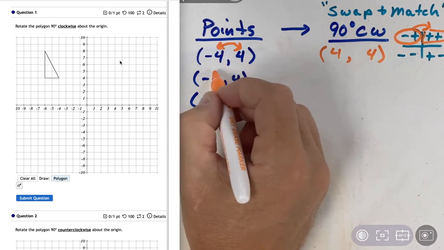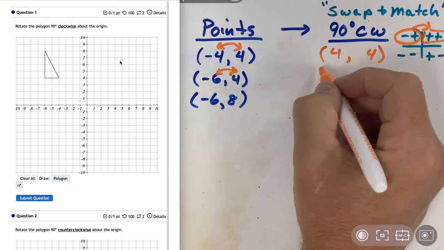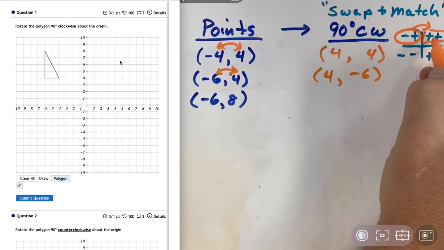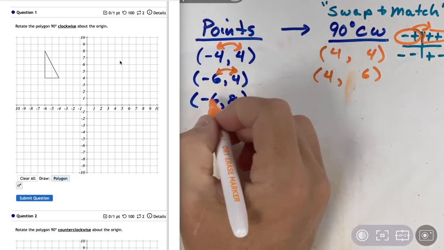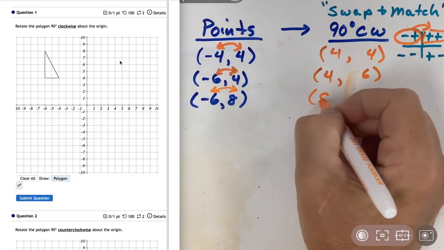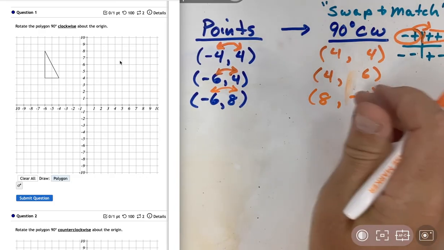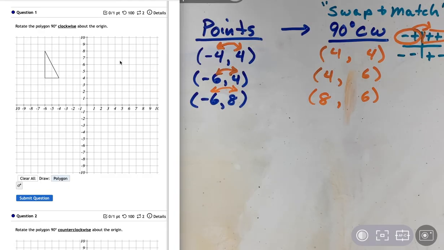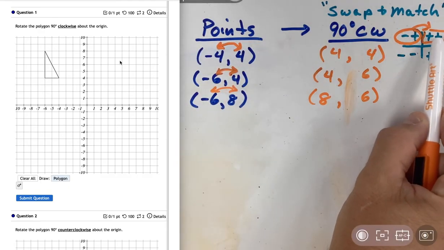If I do the next one, if I rotate the second coordinate and swap them, I'll have the 4 come first, and the -6 come second. But remember, it needs to go to positive, positive, so that means this is going to be a positive 6. And then lastly, we're going to swap the order. Then we got 8 first, and then the -6 second. But again, remember, it's supposed to end up in the positive, positive, so that means we're going to have 8, 6.